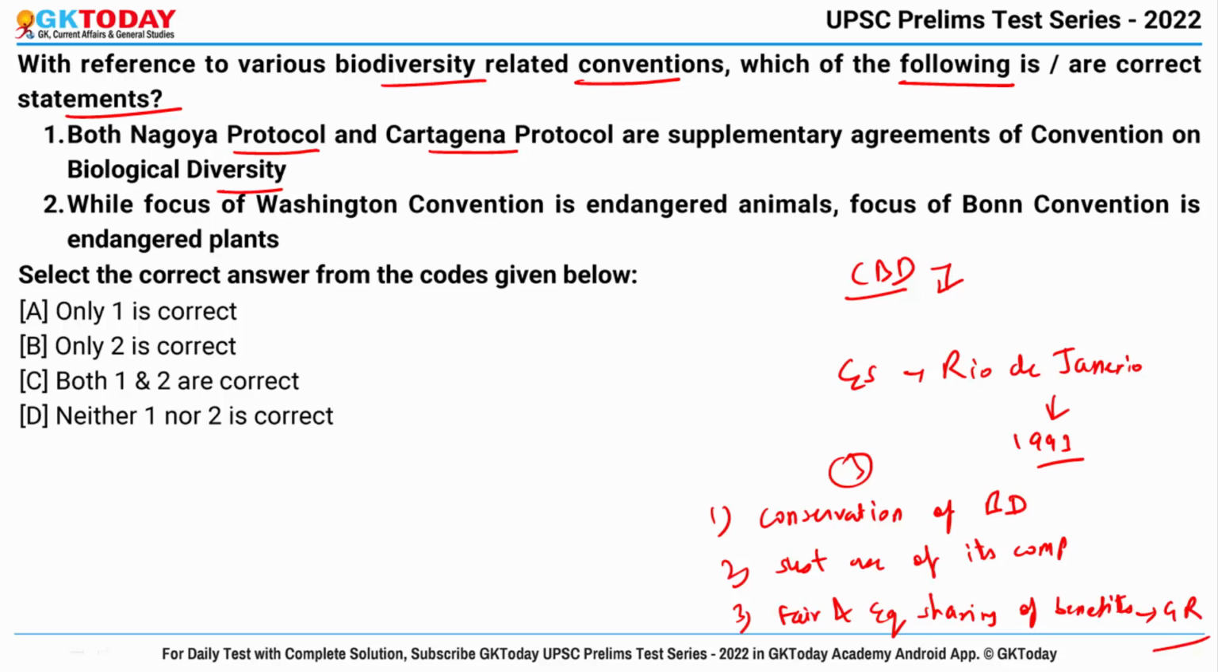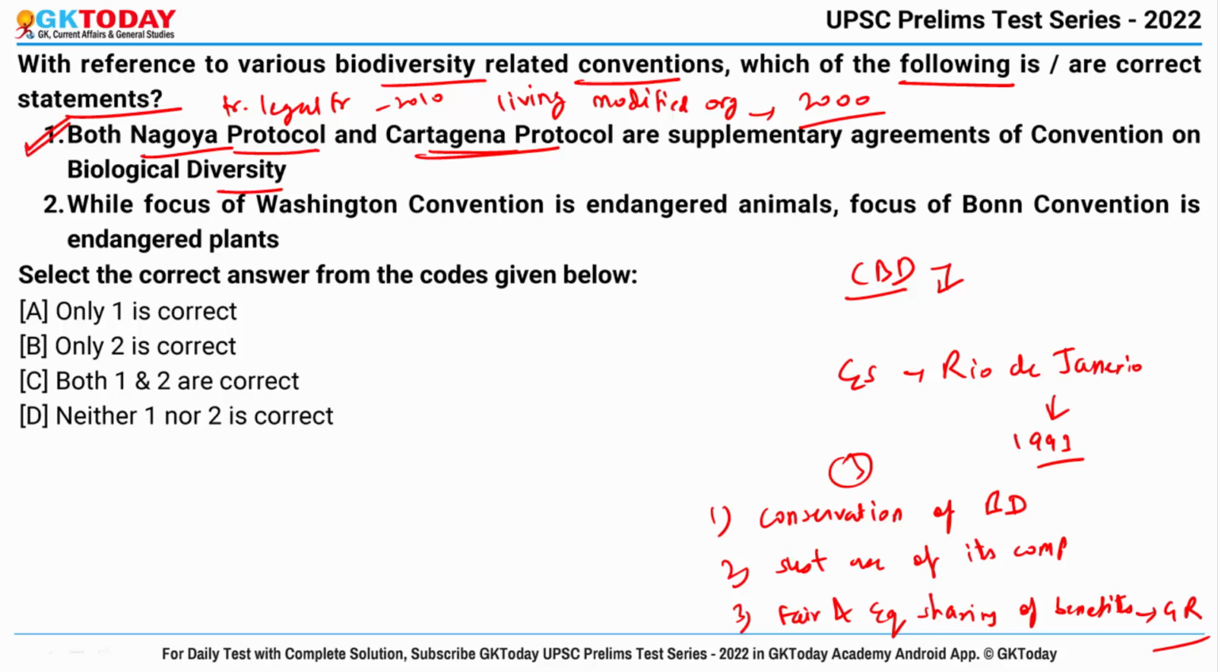Okay. Now talking about the Nagoya Protocol, actually it proposes a transparent legal framework for effective implementation of one of the three objectives of CBD, and it was adopted in the year 2010. And talking about the Cartagena Protocol, it is an international treaty that governs the movements of living modified organisms resulting from modern biotechnology from one country to another, and it was adopted in the year 2000 as a supplementary agreement to CBD. So both are supplementary agreements of CBD.